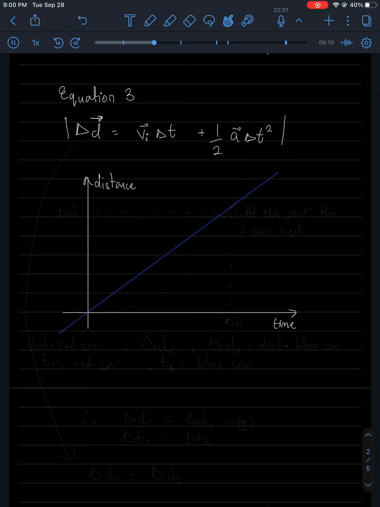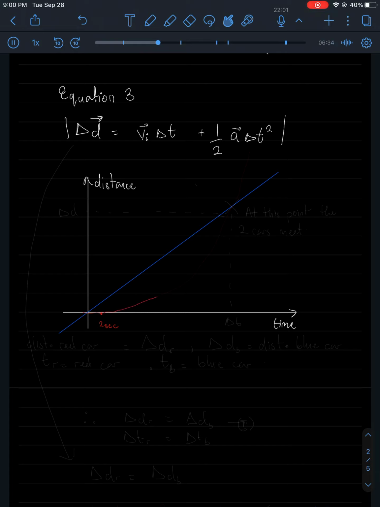And for the red car, initially, let me move this up so it goes through 0 points, yes. And for the red car, for the initial 2 seconds, like the question says, the car doesn't move. So this is our 2-second point.